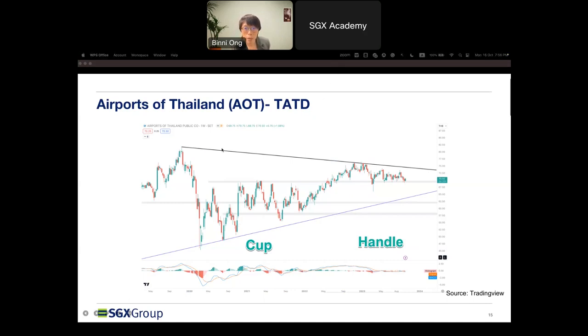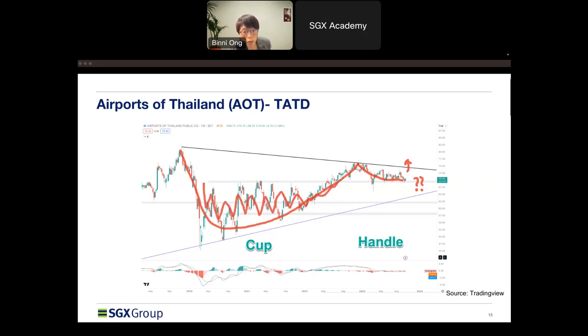Let me just explain what a cup and handle is, right? So this is your cup, and this might only be, because we haven't seen price moving up yet. We can only confirm the cup and handle pattern if price can move up. So what is the meaning of a cup and handle pattern? It means that the stock price was building a base, consolidating. So this was the first consolidation, all right?